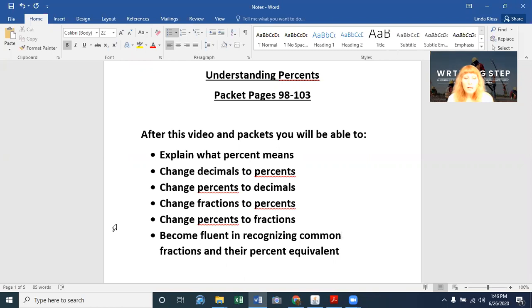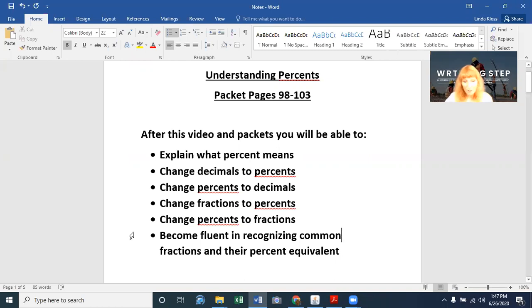We're going to understand how to change decimals to percents, how to change percents to decimals. We're going to learn how to change fractions to percents. We're going to learn how to change percents to fractions. And finally, we're going to be able to recognize and become fluent in common fractions and finding their percent equivalent.